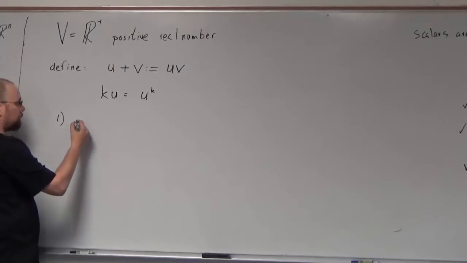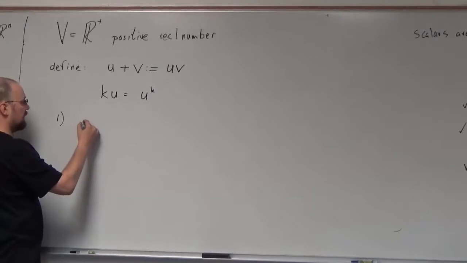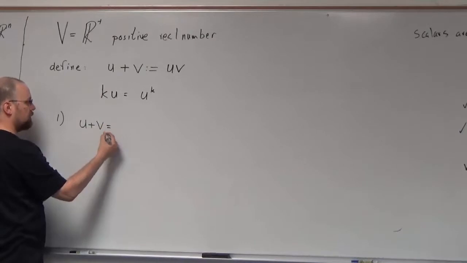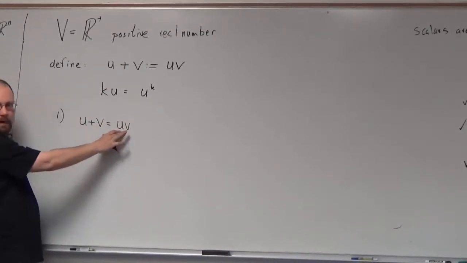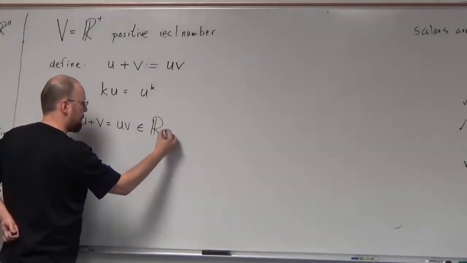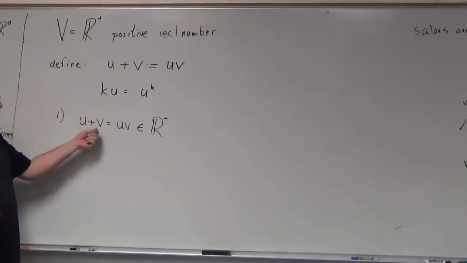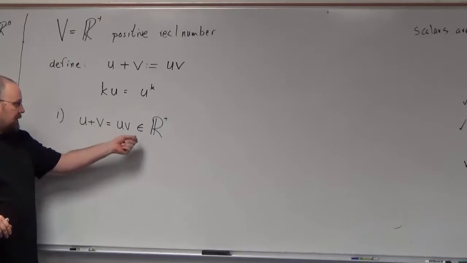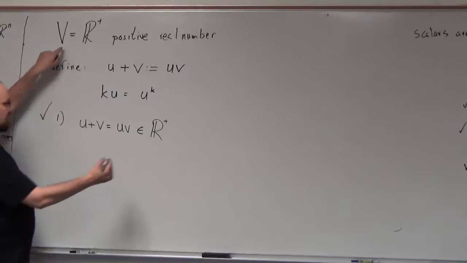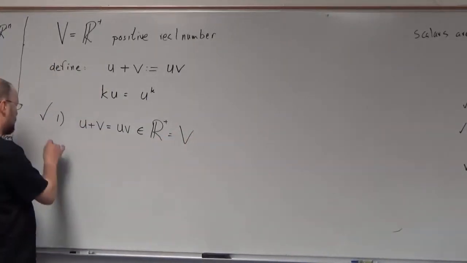So number 1, is this closed under addition, right? So if you take any two vectors, or positive real numbers in this case, and you multiply them, don't you get a positive real number? So you take two positive numbers, and when you add them, you're actually multiplying here by definition, and you get a positive number. So our set is closed under addition. And I'll go ahead and check 6.